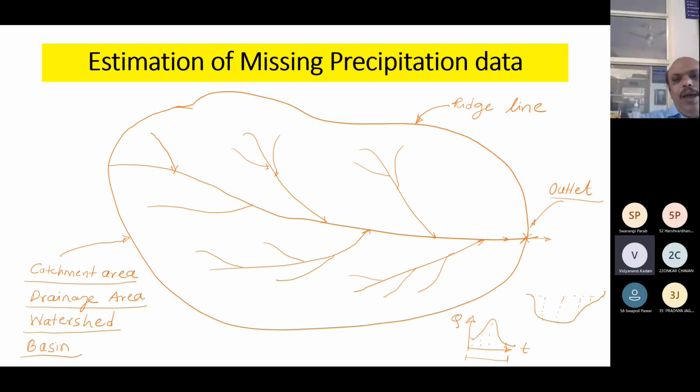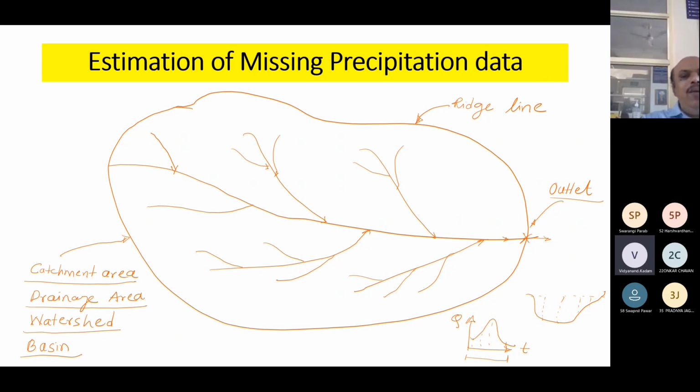So on the screen you can see one figure. What does that figure show? That figure shows one area. Okay, so that area is demarcated by a ridge line. The outer line is the ridge line. And what is a ridge line? It is explained to you during the lectures. Ridge line is a line joining points of highest elevation in that area. So that is a ridge line.